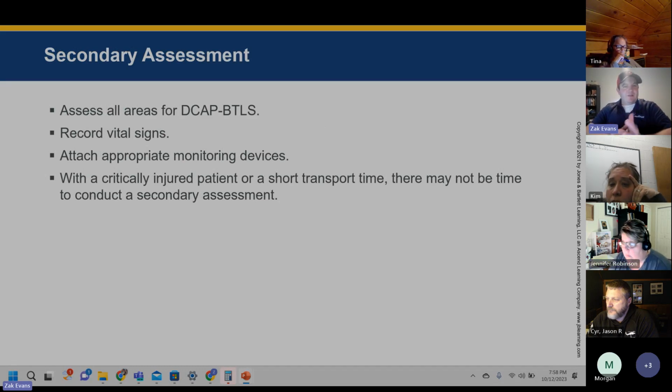Assess all areas for DCAP-BTLS. Attach appropriate monitoring devices. With a critically injured patient or a short transport time, there may not be time to conduct a secondary assessment. So this is when it's really important, that primary assessment, that you do a good job, because you might only get one chance to look them over. And you don't want to roll into an ER and miss something huge. Been there, done that. Get your patients naked, expose them, take a look and look over their whole entire body front to back, okay? Any questions on that?